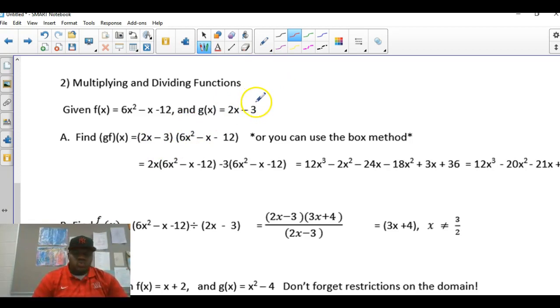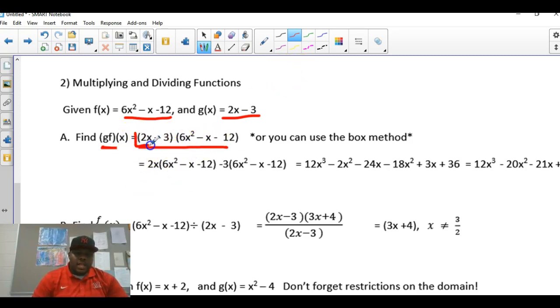Foiling is still an issue. So, guys, break this thing apart, man. You see right here we have g times f. All right, this is g of x. This is f of x. We're going to multiply those two. So when you go g, you would have this right here, 2x minus 3 times 6x squared minus x minus 12. All right, my suggestion is break this apart.